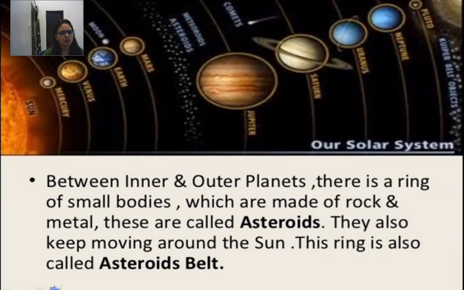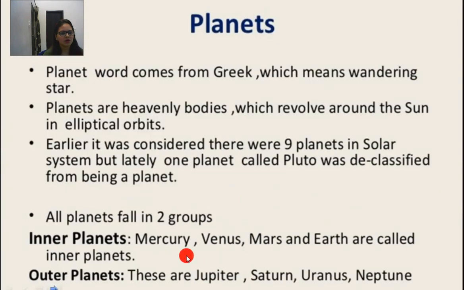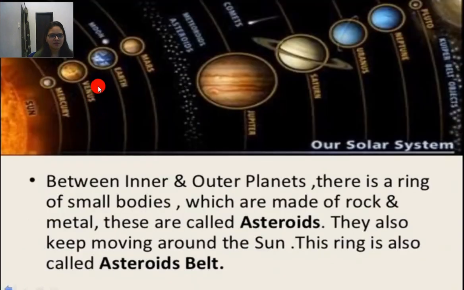So here is your term. Mercury, Venus, Mars, Earth are called inner planets, and outer planets are Jupiter, Saturn, Uranus and Neptune. In this picture you can see the Sun first and then 8 planets which revolve around the Sun. The first 4 inner planets are Mercury, Venus, Earth and Mars. Then Jupiter, Saturn, Uranus and Neptune are outer planets.